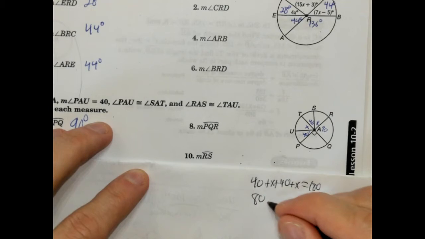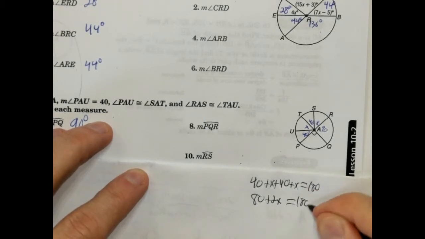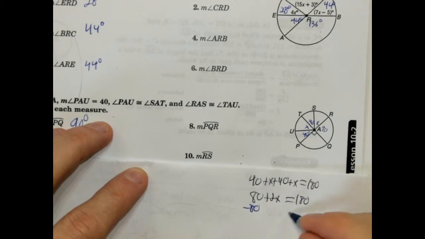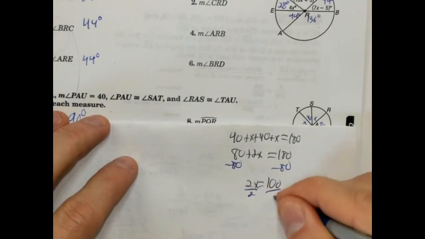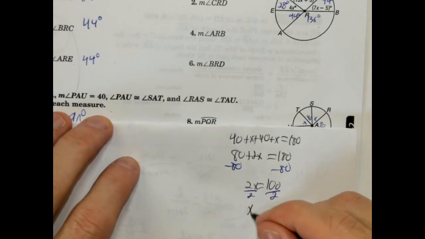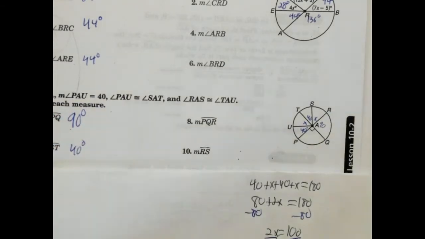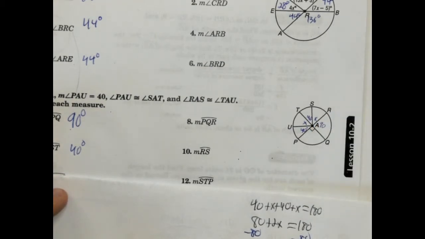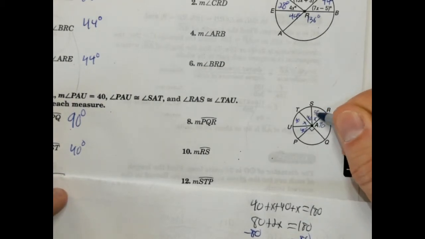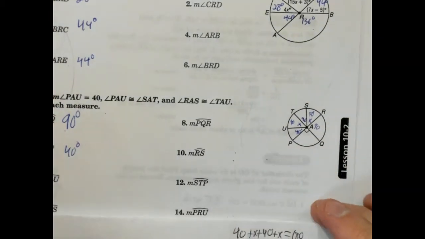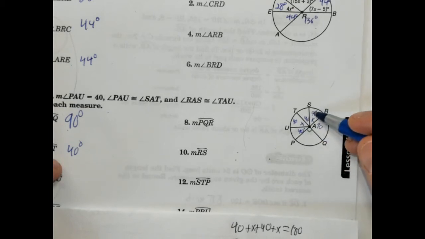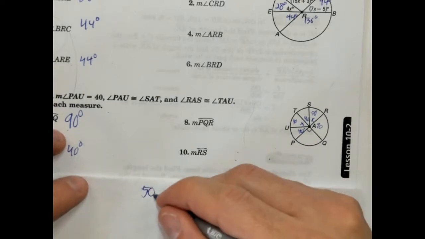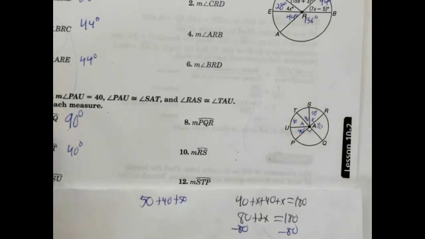40 plus 40 is 80. X plus x is 2x. And let's go ahead and solve for x. So we're going to subtract 80 from both sides. So 2x would be equal to 100 degrees. And then we're going to divide by 2. And x would be equal to 50. Okay. All right, so that means this is 50. And again, they didn't tell us that, but I think we kind of have to assume that. I could be wrong, but I don't think I am on that one. RSU, so from here to here. So we're going to have these three added together. So 50 plus 40 plus 50, which would be 140.